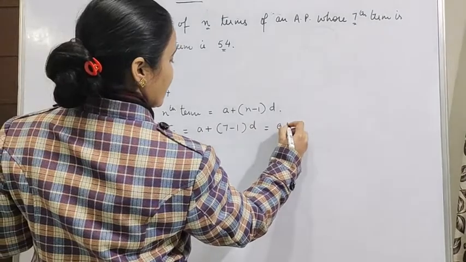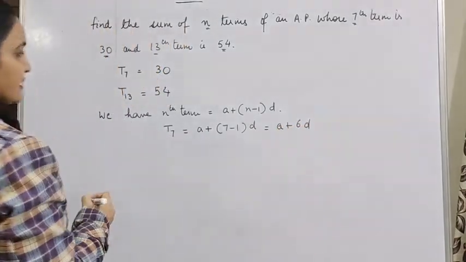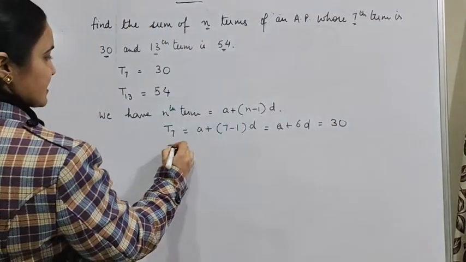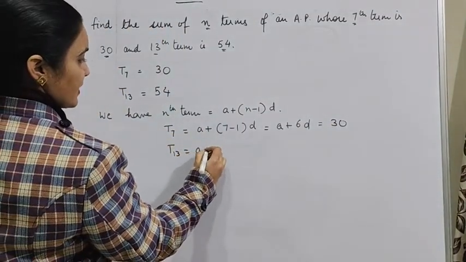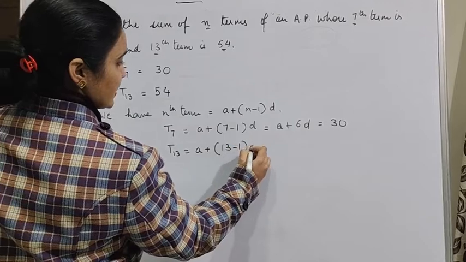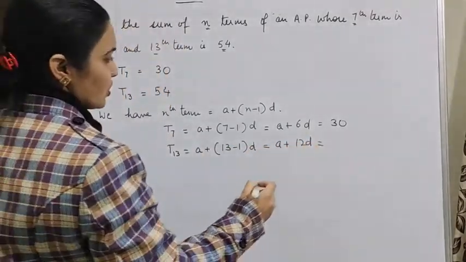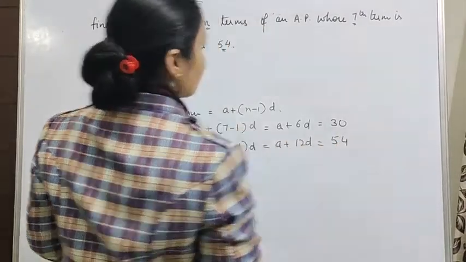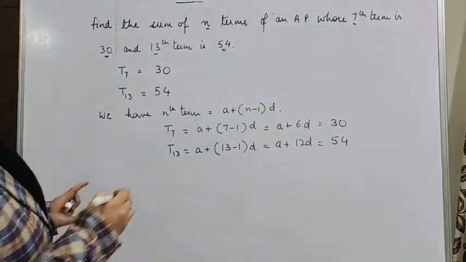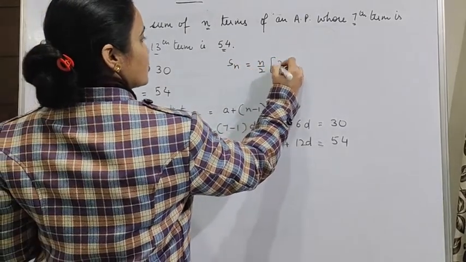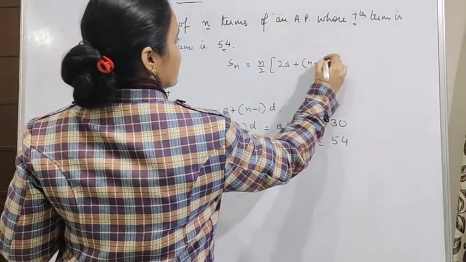So we have a plus 6d and this is equal to 30. This is given as 30. Next is T13. A plus, put n as 13 minus 1d. So this is a plus 12d and it is equal to 54. To find n terms of an AP, sum of n terms Sn is equal to n by 2, 2a plus n minus 1 times d.